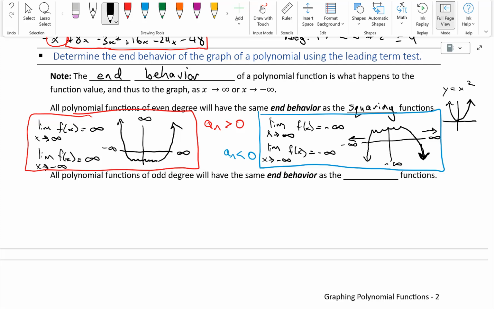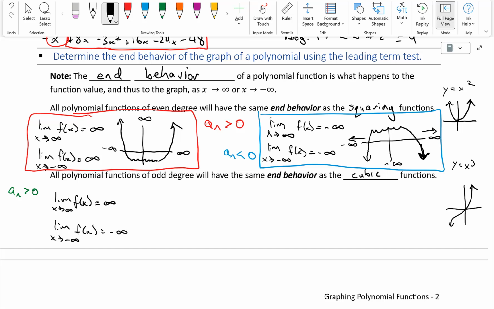They're all going to have the same end behavior as the cubic functions. So that's our y equals x cubed. We know for that one we'd start down and come up as we move to the right. So we can say for that one, and here maybe I'll organize it better by putting the a sub n out to the left first. So if our a sub n is greater than 0, if we have a positive leading term, our limit as x approaches infinity for our function f of x would be infinity, and our limit as x approaches negative infinity for our function is negative infinity.